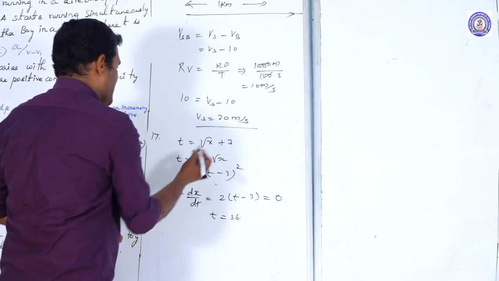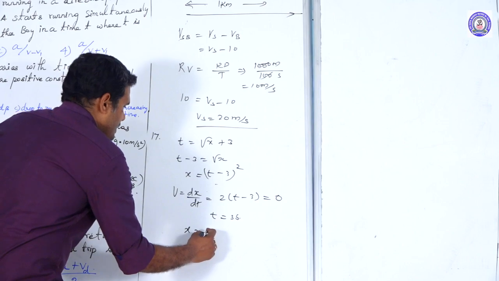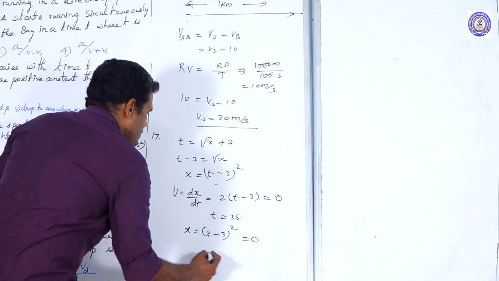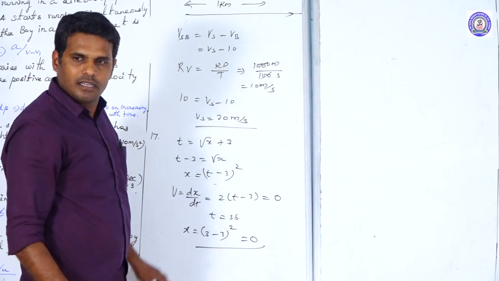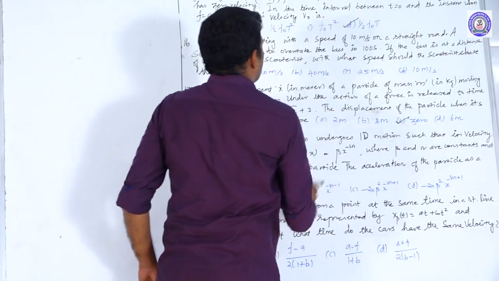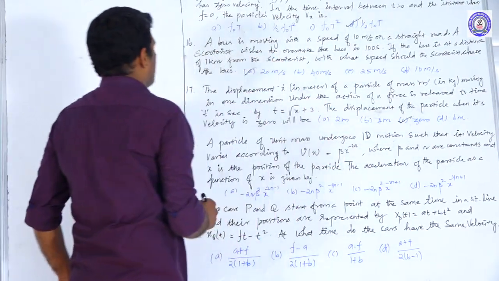If you substitute this 3 seconds in the expression for displacement, then (t minus 3) the whole square, that is 0 square, which is 0. So the displacement made by the body is 0. Right? So the option is C. Here the option is 20 meters per second.